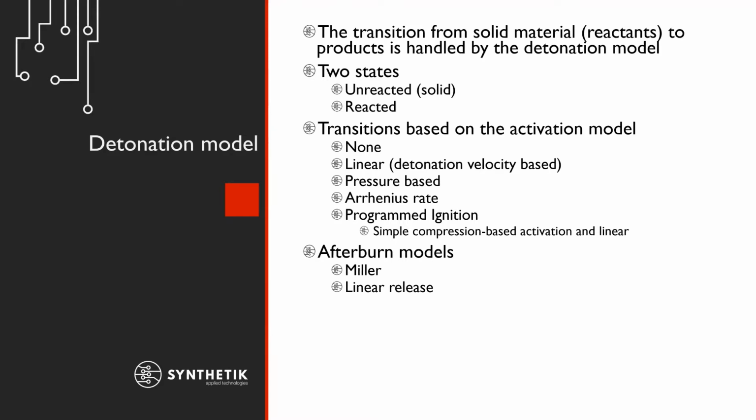And I have some rate stick simulations that I'll show, which illustrate this pretty well. Next, we have Arrhenius rate, which is temperature-based instead of pressure. And then the last model is called programmed ignition. It basically has two parts. So it has a simple compression-based part. So if you compress a material and you have a density higher than the reference density or the solid density, it will begin to activate. And then it also has a combination of a linear activation model. So it uses the detonation velocity as well.